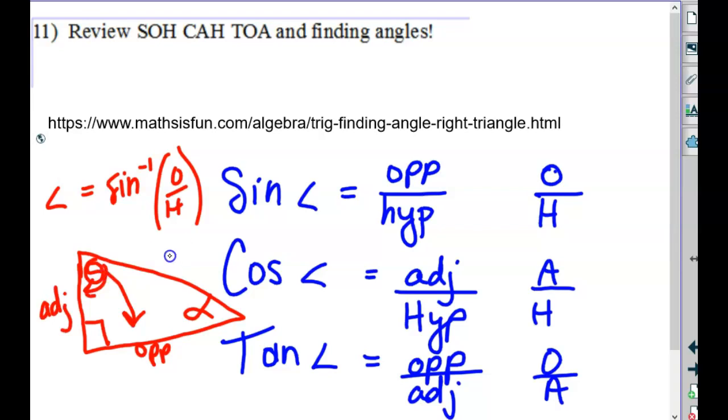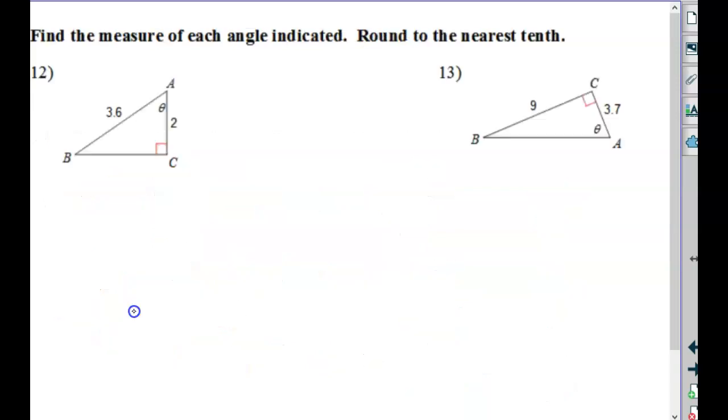Why can this guy never be adjacent to anything? It's across from the 90, it's a hypotenuse. We're all good with all that stuff, right? Because if you struggle with that, everything's going to be a mess from here on out. Okay, pick one. Which one do you want to do? Okay, 12. From angle theta up here, this would be an adjacent leg.